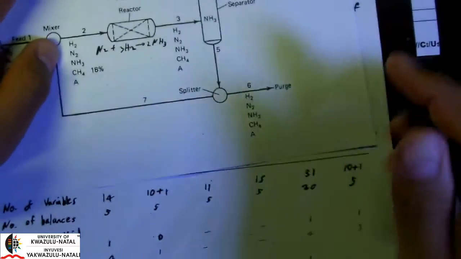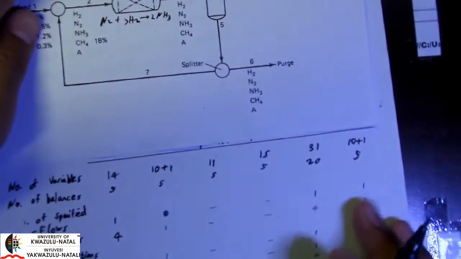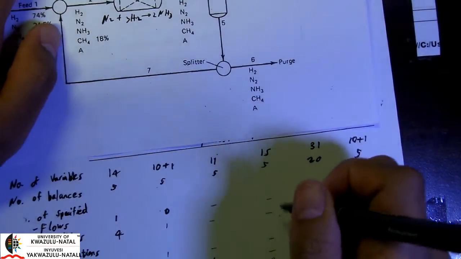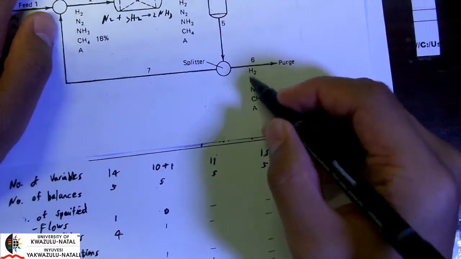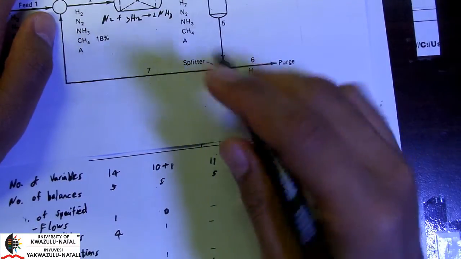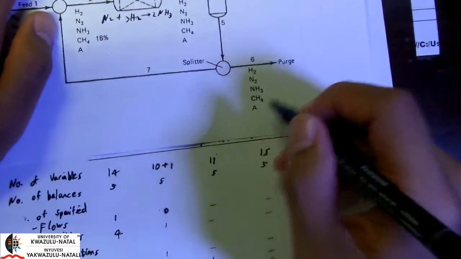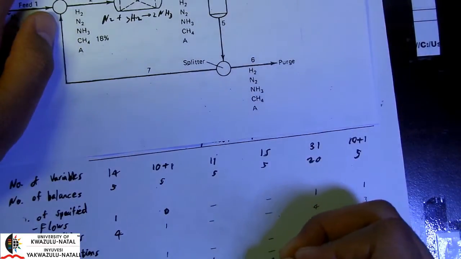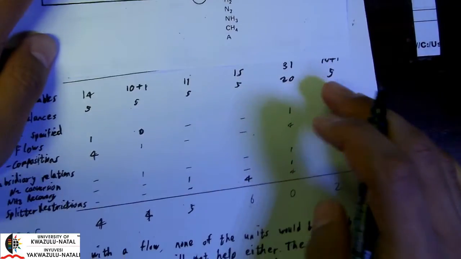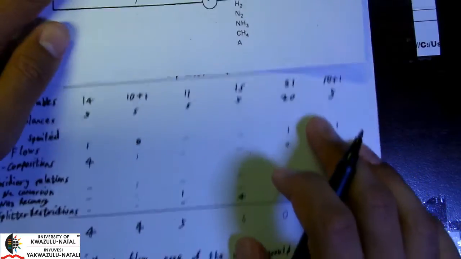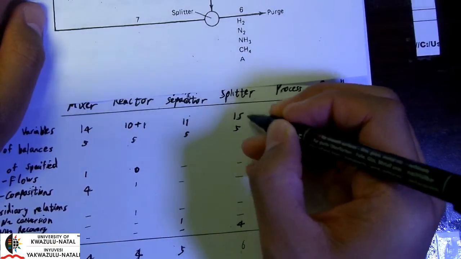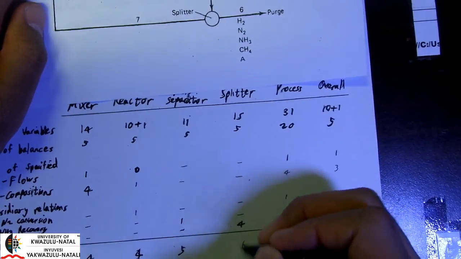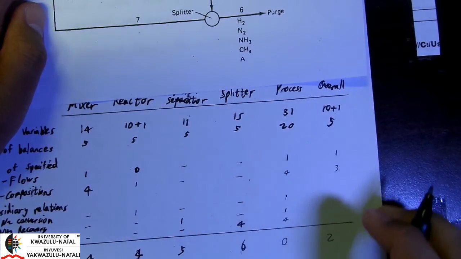Finally, we can look at our splitter. We have only the splitter restrictions. Remember, n is equal to 2 and s is equal to 5. So 2 minus 1 multiplied by 5 minus 1. That will give us a splitter restriction of 4. So now we have a degree of freedom of 15 minus 9, and that will give us 6.